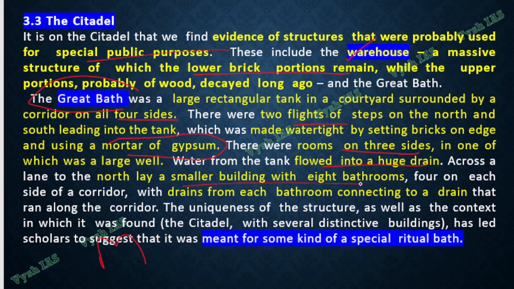So like this, it's very well designed. There is also a smaller building with 8 bathrooms on the northern side of the Great Bath. So these are all very factual information, but this is the way to study Harappan civilization. You have to study everything because the questions are coming at this level, especially if you're history optional students, you have to be able to write it also.